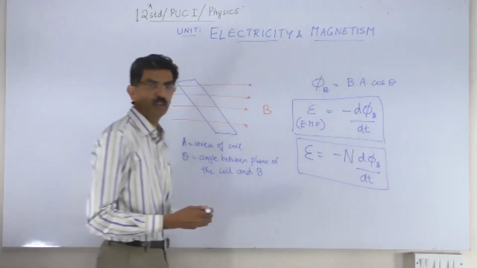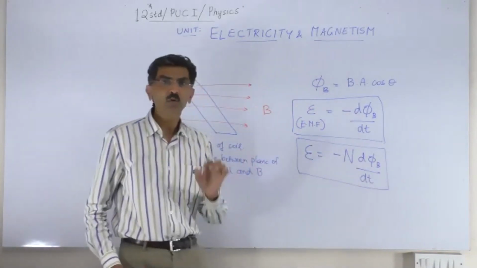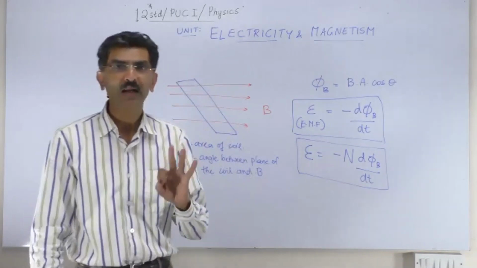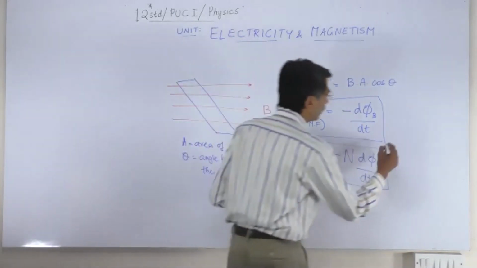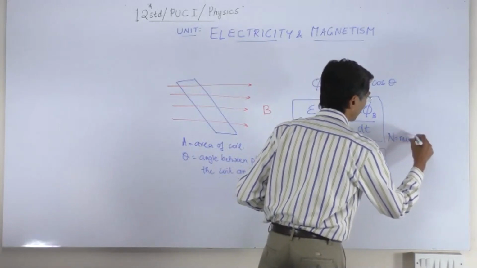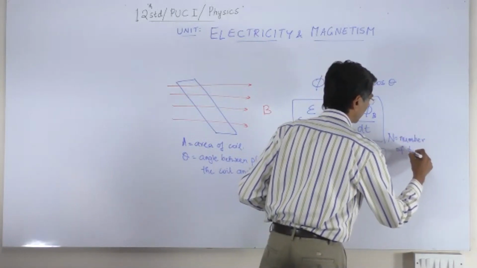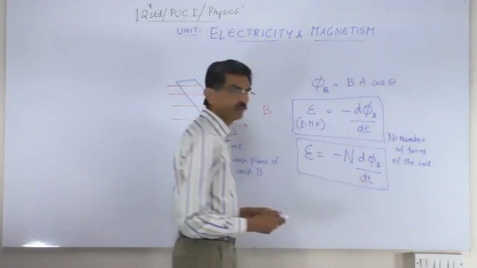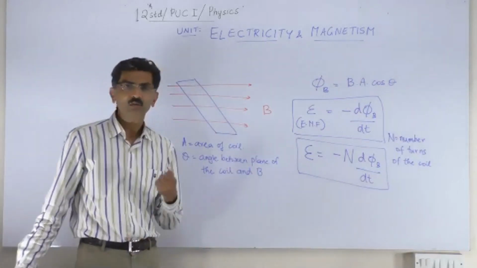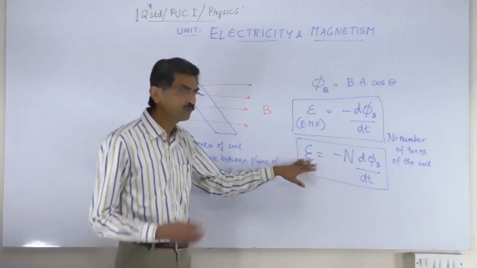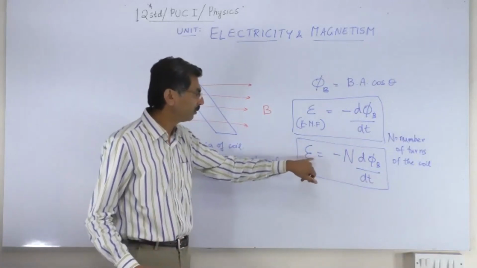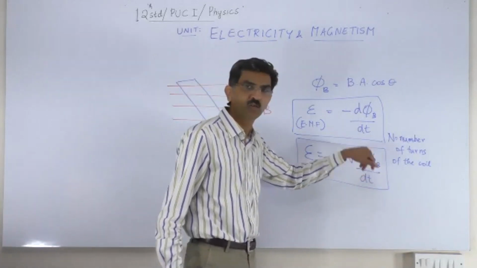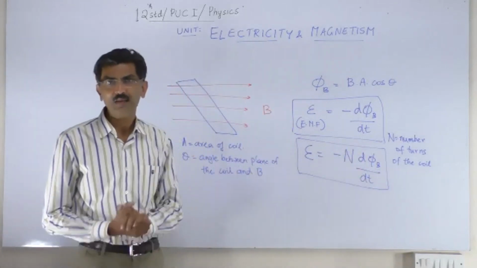This is the induced EMF when N is the number of turns of the coil. In our case, the small coil that I had only 3 turns. So N is the number of turns of the coil. Now, this is an extremely important concept, very simply illustrated in this equation. The induced EMF is equal to minus number of turns of the coil N multiplied by the rate of change of magnetic flux with respect to time.